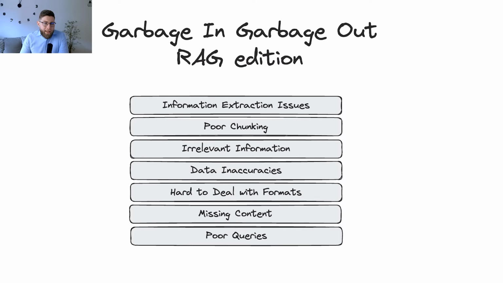Now let's look at 7 specific examples of garbage in, garbage out within RAG. So these are the 7 information extraction issues: poor chunking, irrelevant information, data inaccuracies, hard to deal with formats, missing content, and poor queries. And I will show concrete examples. How do these data issues impact retrieval augmented generation systems, and where does our system break because of poor quality content, because of garbage in?